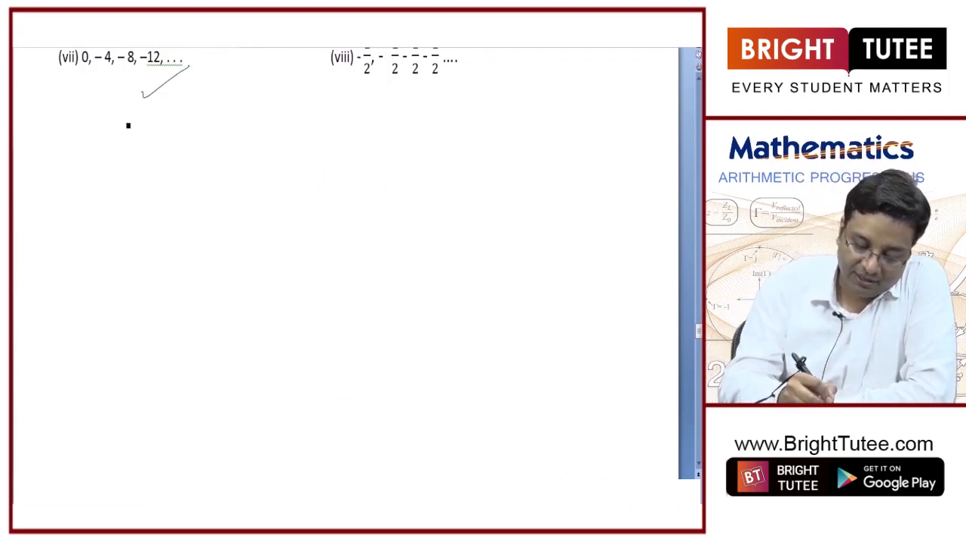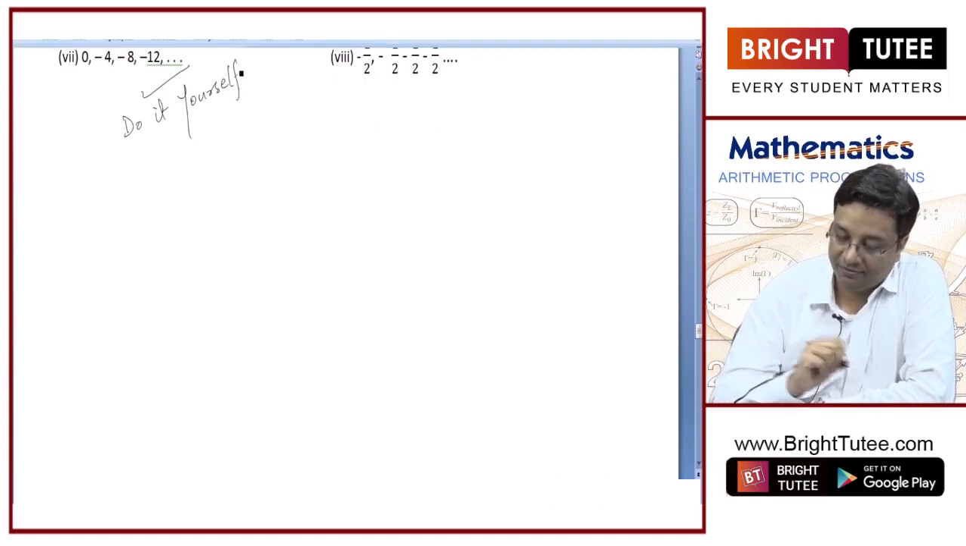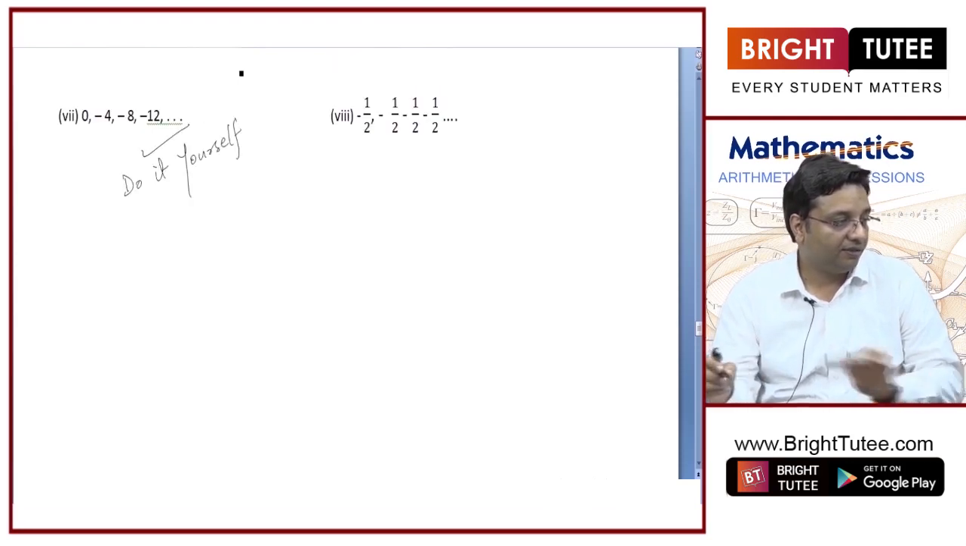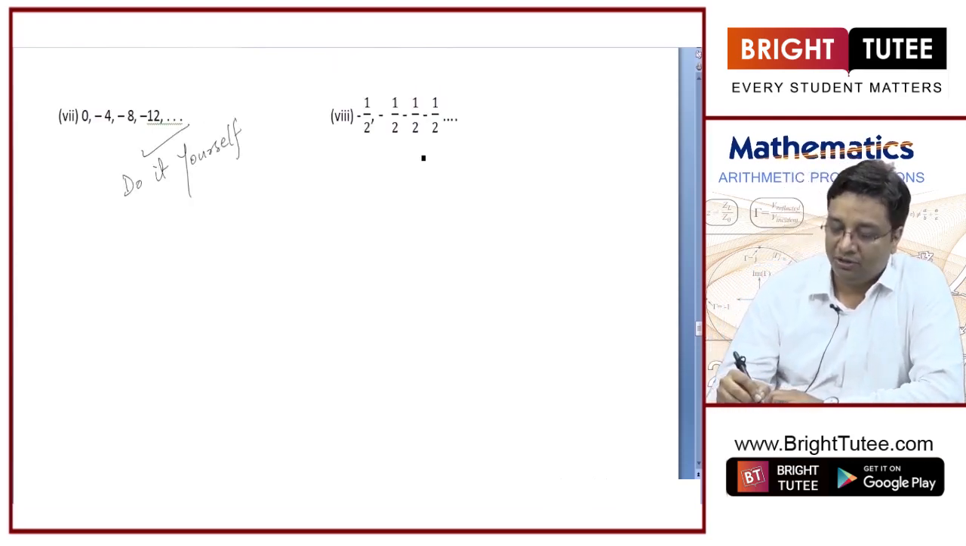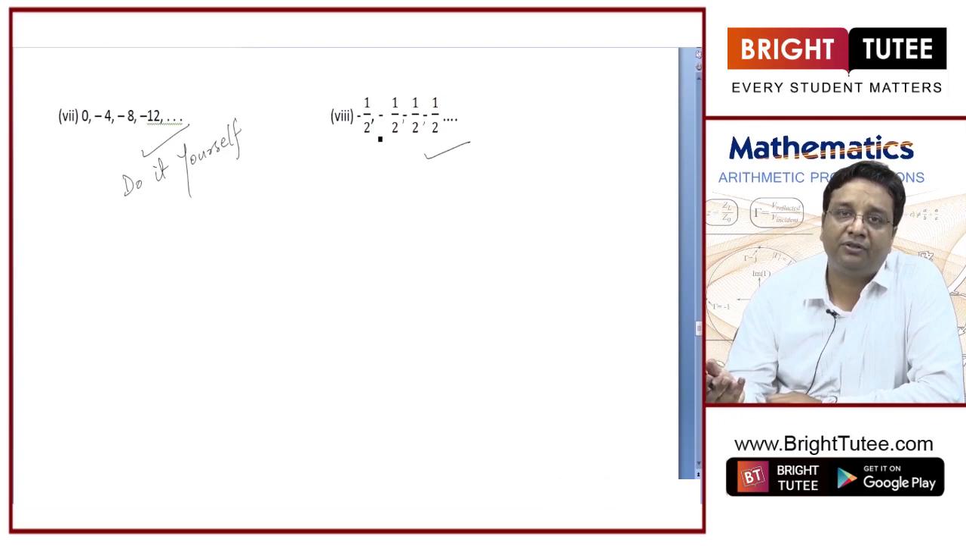Seventh part, I'll leave it to you as an exercise. So do it yourself, right? Eighth part is also pretty simple. You should do it yourself, but let me tell you, there should be a comma here, right? Every term is minus 1 by 2.